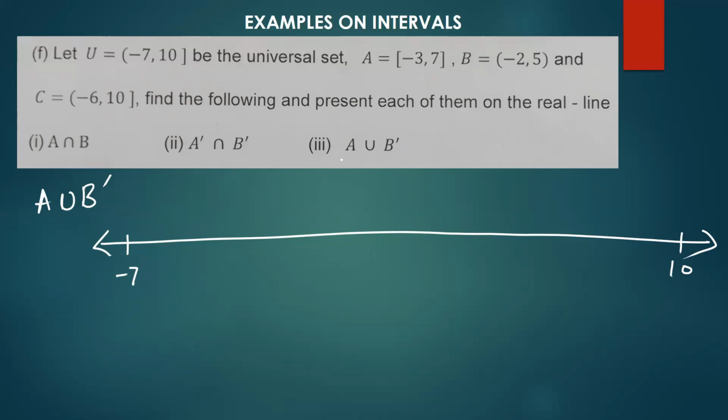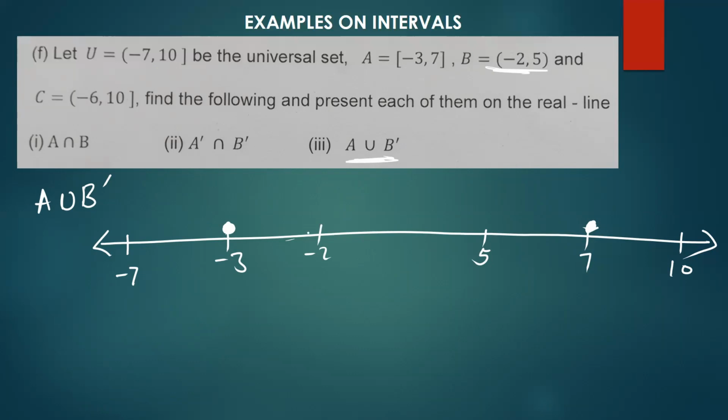And then the other thing is to put in the important sets in the question. So we have A and B in the question. Set A is from -3 to what? To 7, and it's closed on both ends. And then set B is from -2 to what? To 5, and it's open on both.